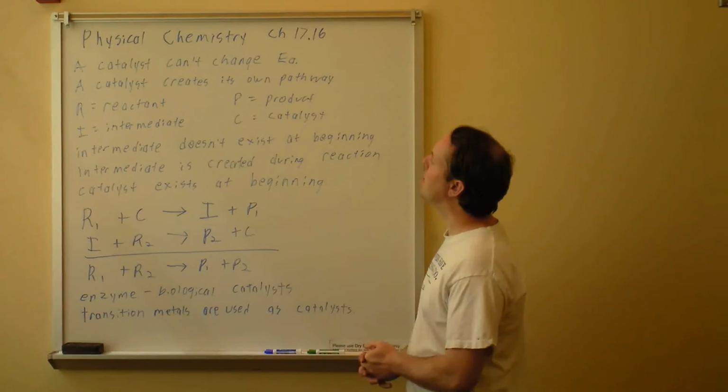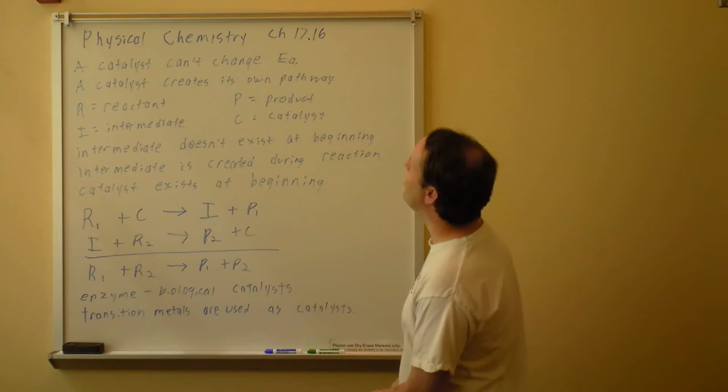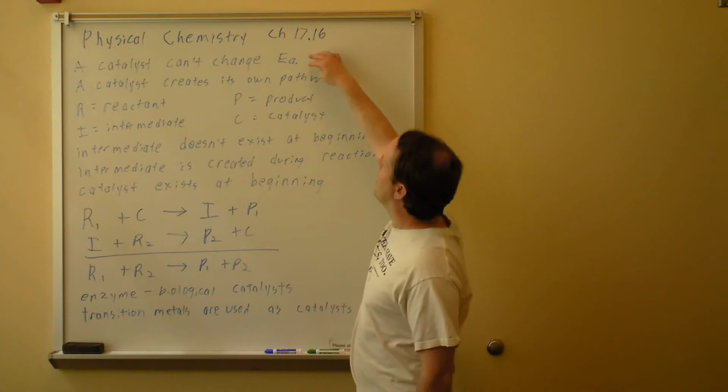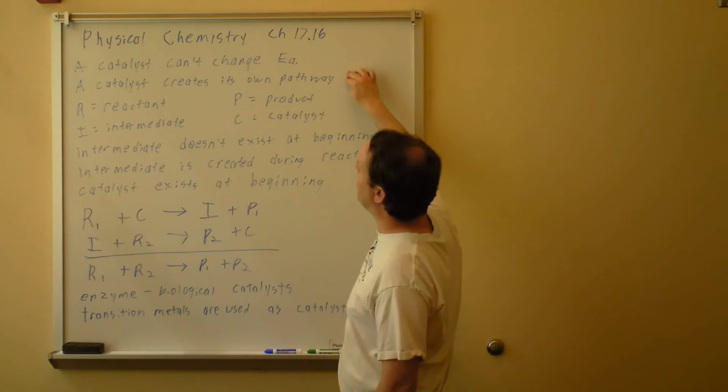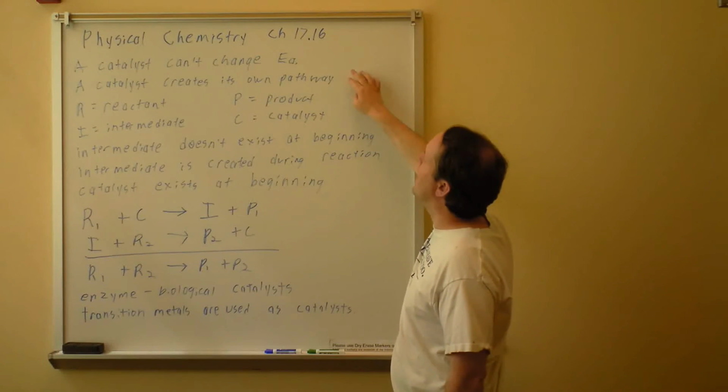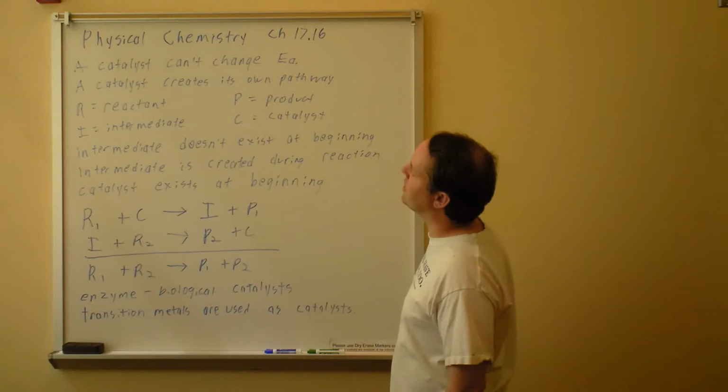Continuing on physical chemistry, chapter 17, we're in section 16 now, talking about catalysts. Now, remember I said a catalyst doesn't technically change the energy of activation. What it does is it creates a new pathway, and that new pathway has a lower energy of activation.